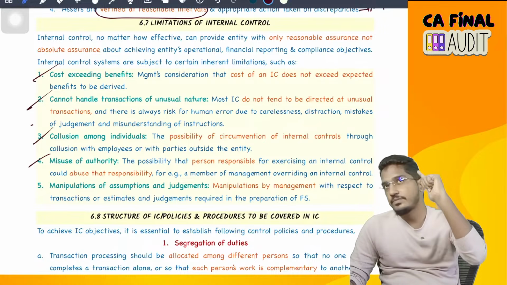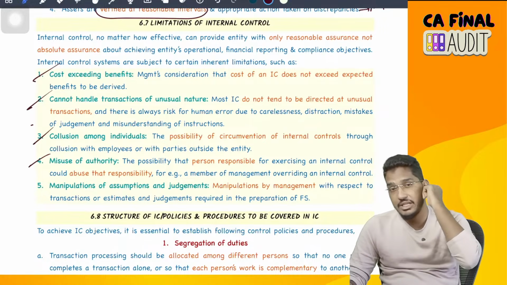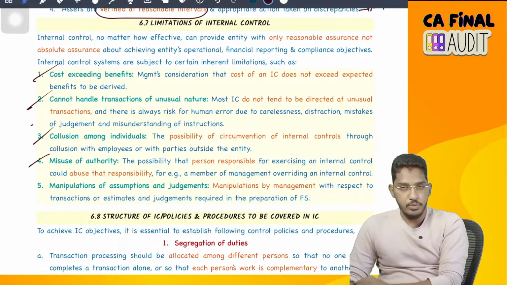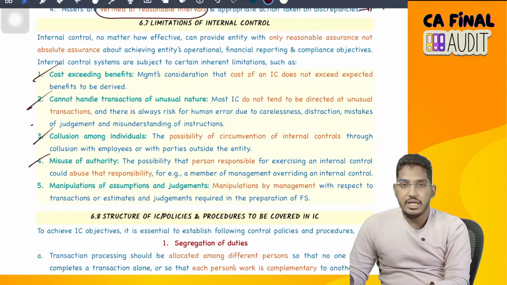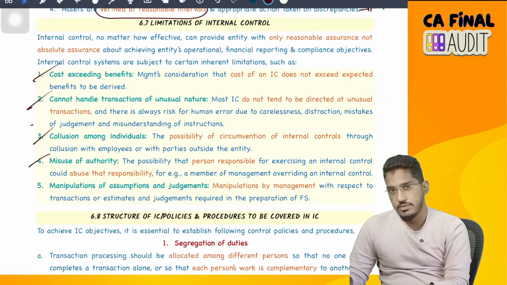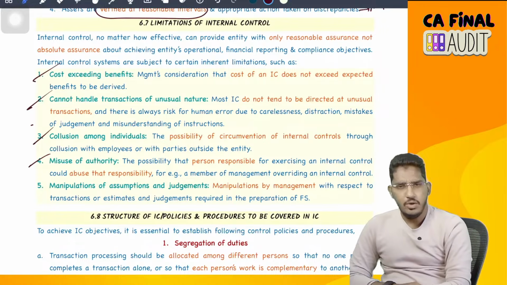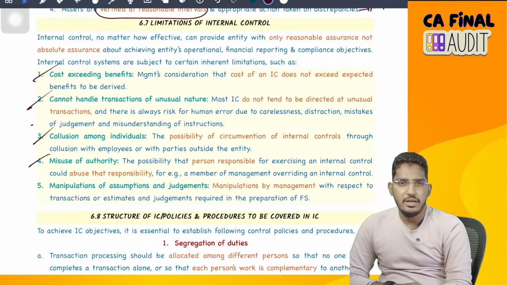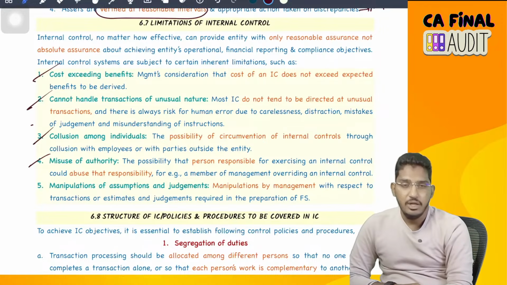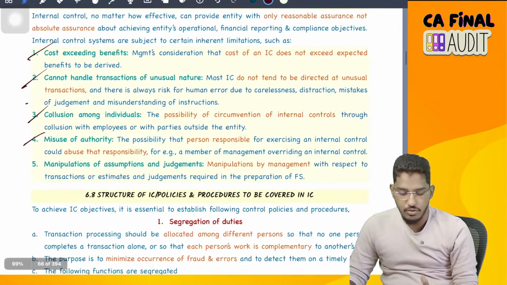Like if you remember, when we discussed SA 240, there we read one point. Management in every organization will always have the position to override the internal controls. Since management are the people who design the internal controls, they also can override the controls in whatever manner they want, and in some organizations management has misused their power, because of which internal controls can go wrong.